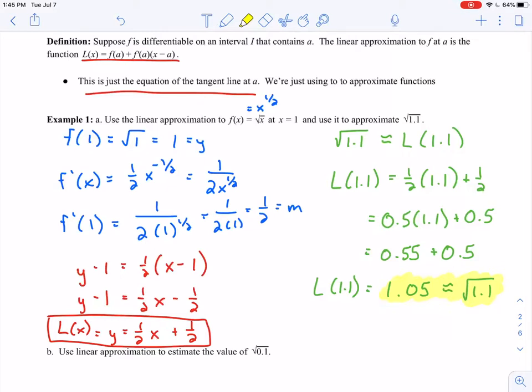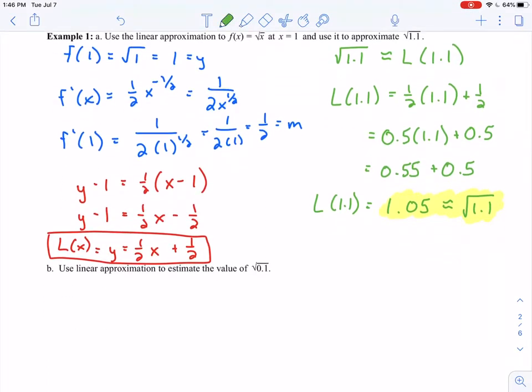If you're unsure, get your graphing calculator out. If I type in square root of 1.1, that is exactly equal to 1.04880884848, and it continues on. That's pretty darn close to our approximation of 1.05. The idea here is that this linear function, L of x, is going to be a whole lot easier to plug in ugly numbers like, say, 1.1 into than the square root function.